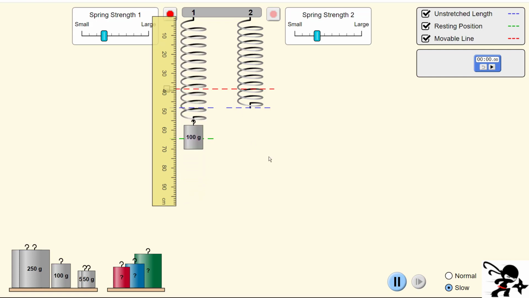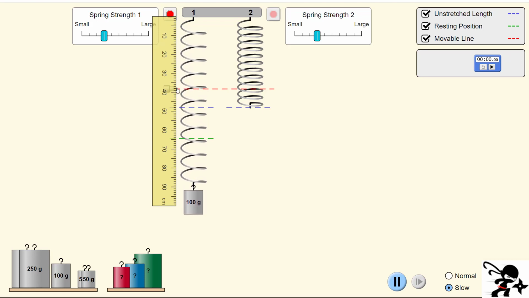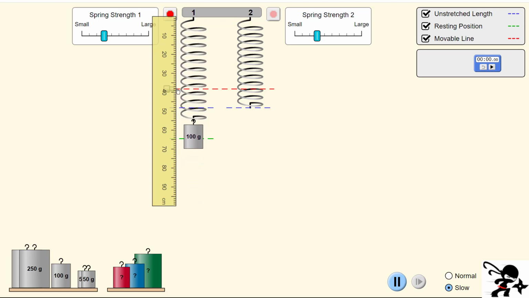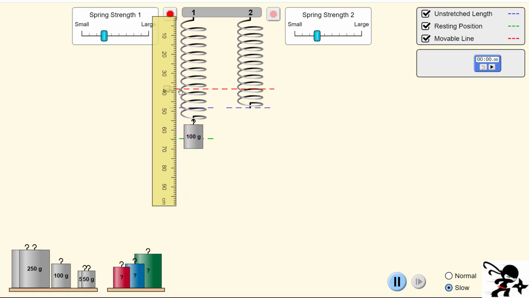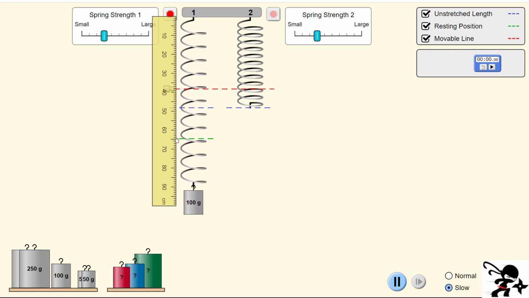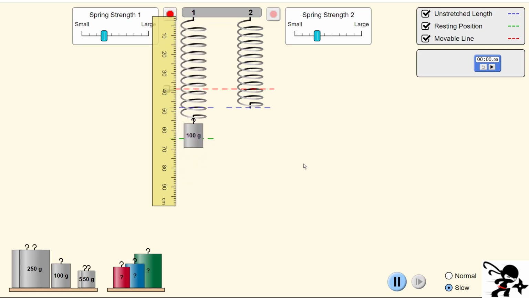Let's have a look at when it goes back to the top. All right, we're pretty close to it. Notice where this line is. This line here is at the 38 centimeter mark. Okay, we started down at the 90 and it goes all the way to the 38 centimeter mark. And again, we started at our equilibrium position, which was approximately 64 centimeters.